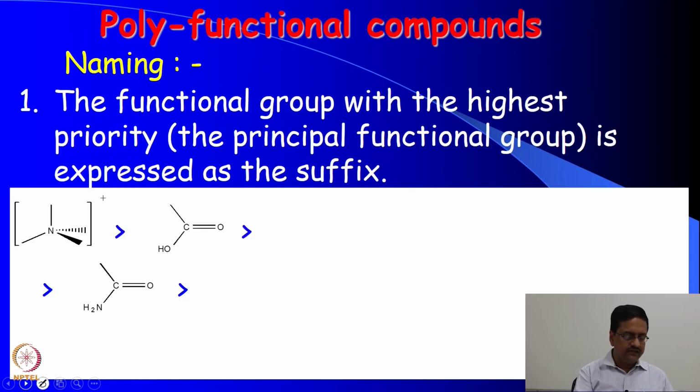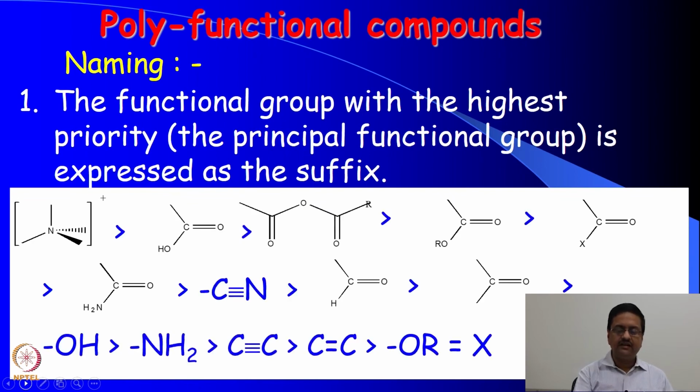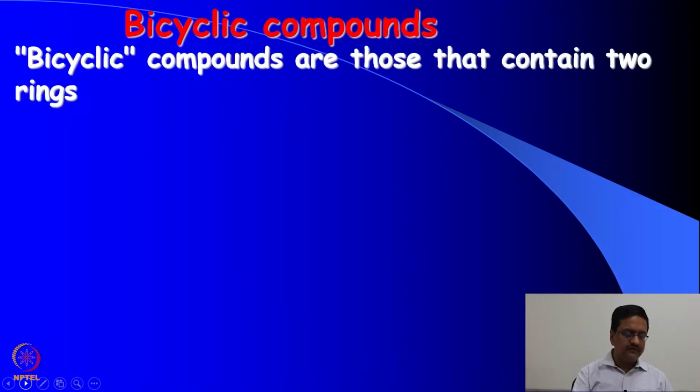When we try to write the priority order for different functional groups, we need to remember this particular flow, which comes above what. I would like all of you to pay attention to this chart and remember their priority, and based on this priority, the names of those organic compounds will be determined. In the next few minutes, we will try to understand the nomenclature of bicyclic compounds.